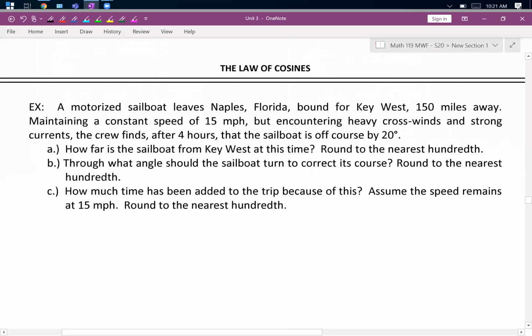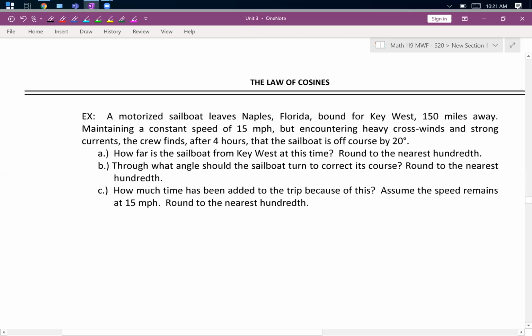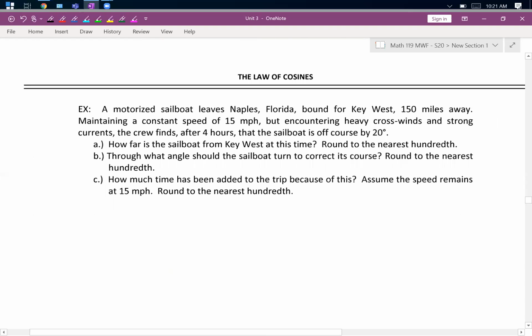In part A, we want to find how far the sailboat is from Key West at this time. We want to know in part B, through what angle should the sailboat turn to correct its course? And then in part C, how much time has been added to the trip because it got off course? I'm definitely going to start with a diagram. Key West is almost due south of Naples, Florida. Not that we really need to know that to draw our diagram.